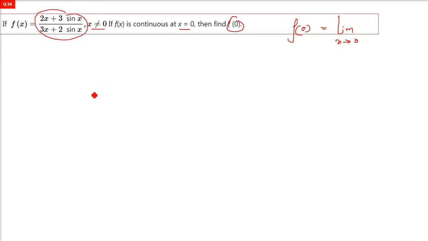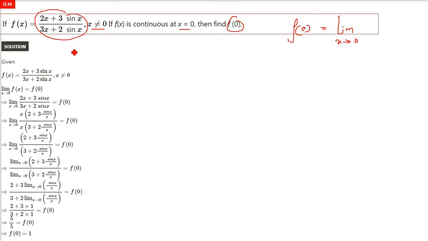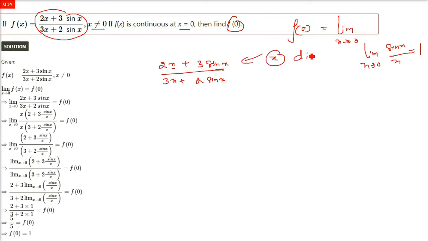Then we apply limit x tends to 0 and we can see that sin x by x is 1. So the best way is to divide the numerator and denominator by x. This is the f(x) or function which we are talking about: 2x plus 3 sin x divided by 3x plus 2 sin x. Since we can divide the numerator and denominator by x, the x gets eliminated and we'll get sin x by x. And we know that limit x tends to 0, sin theta by theta or sin x by x is 1. So we will divide the numerator and denominator by x.